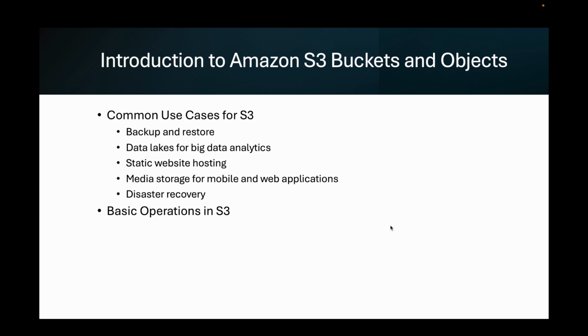Basic operations in S3 include uploading objects. Files are uploaded into a bucket. Each object can be up to 5 terabytes in size. Retrieving objects. Objects can be accessed via their unique key using the S3 API, AWS SDKs, or the AWS Management Console. Deleting objects. Objects can be deleted individually or in batches.